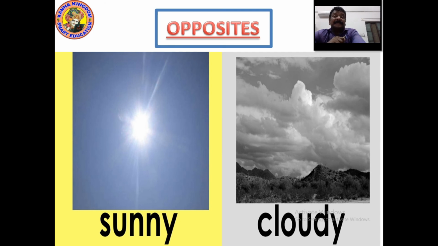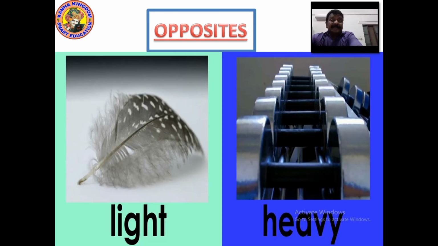Sunny, S-U-N-N-Y, sunny. Opposite of sunny is cloudy. Opposite of cloudy, C-L-O-U-D-Y, is sunny. Please write it down. Opposite of sunny is cloudy. Opposite of cloudy is what? Sunny. Please write it down. You can see the opposites.